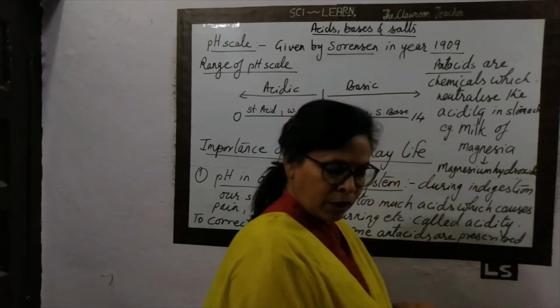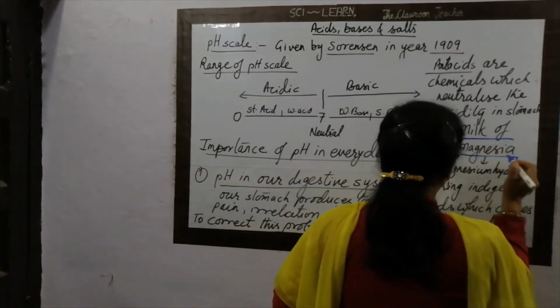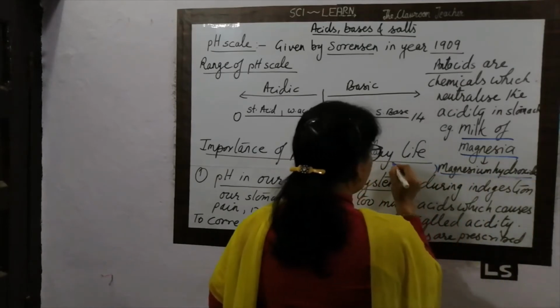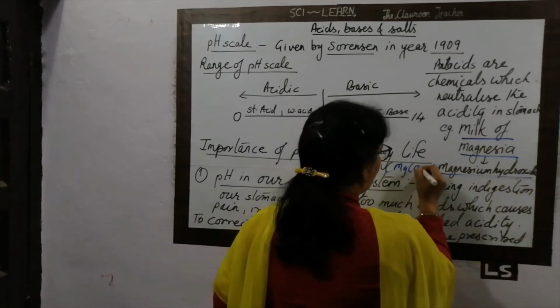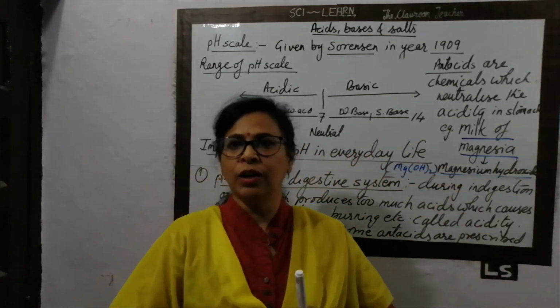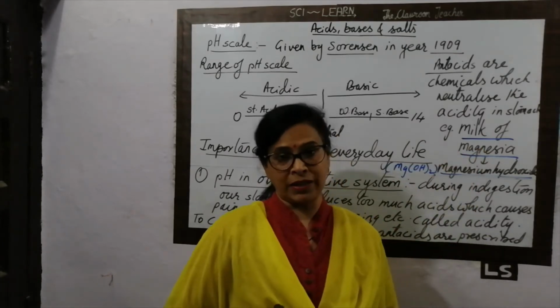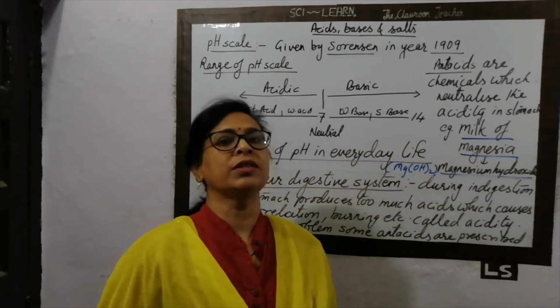Sometimes the formula of this is also asked in the examination. This is an important example: magnesium hydroxide, that is Mg(OH)2. This is the milk of magnesia. Magnesium hydroxide's common name is the milk of magnesia, and that is a very much used antacid.